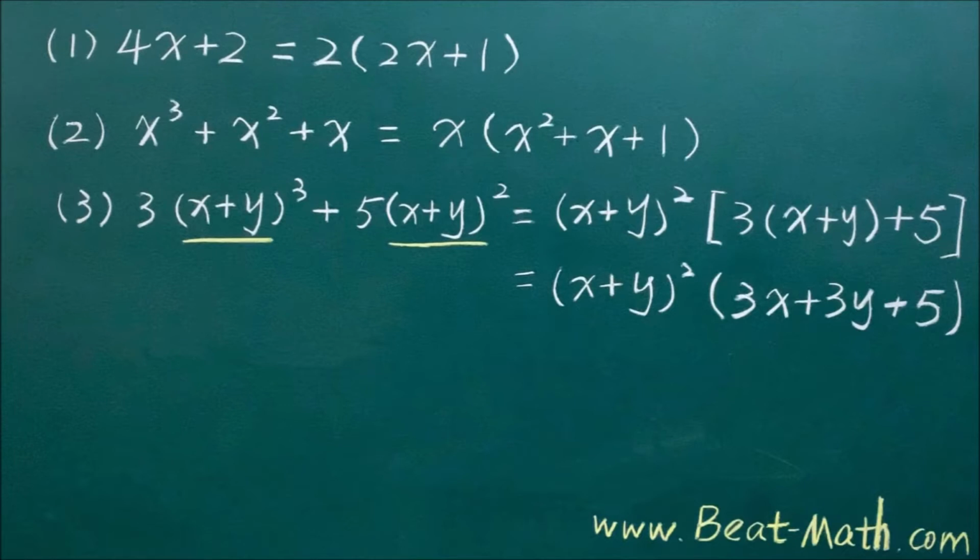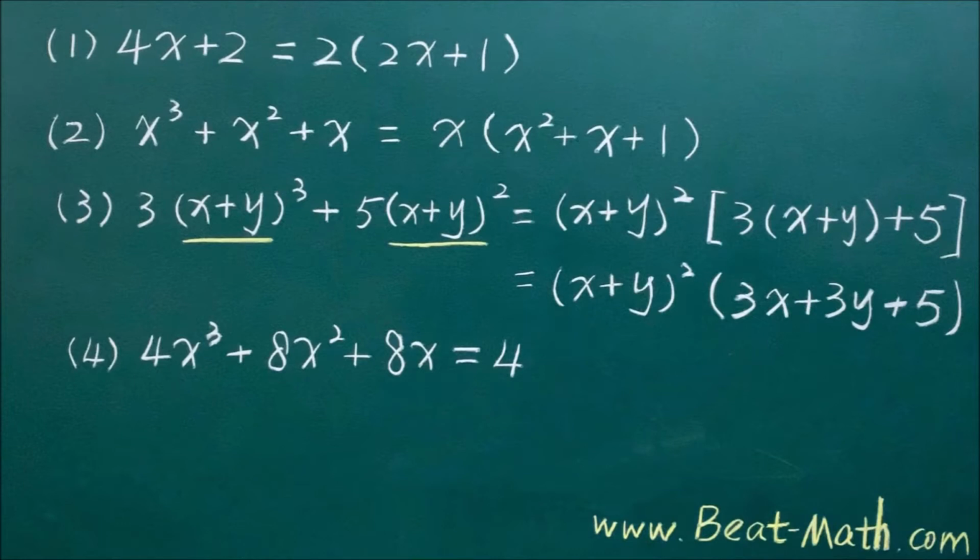Take this one for example. 4x cubed plus 8x squared plus 8x. If we just factor out the number part with the greatest common factor of the numbers, we get 4 times the quantity of x cubed plus 2x squared plus 2x.